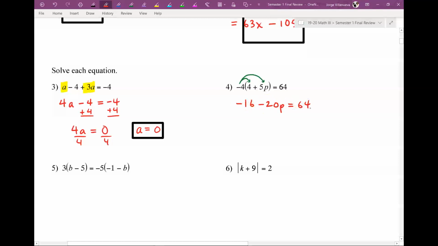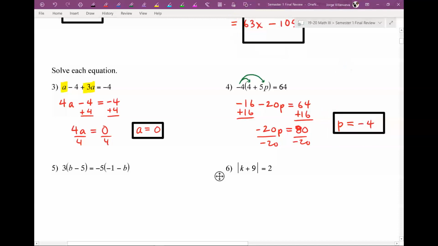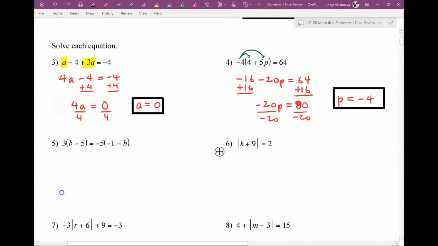Now, I want to solve for p, so I'm going to get that negative 16 out of the way. So I'm going to add it to both sides. So plus 16, that's negative 20p equals, that's 80, sorry. I was going to say 70, but 80. So if you divide both sides by negative 20, so that means p is equal to negative 4. So that would be number 4.